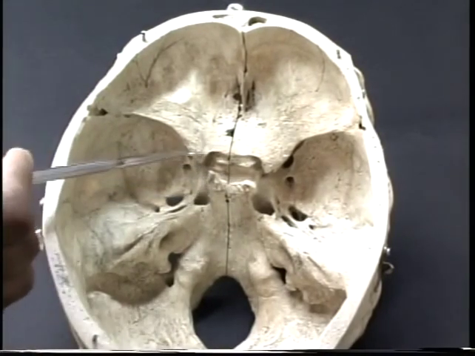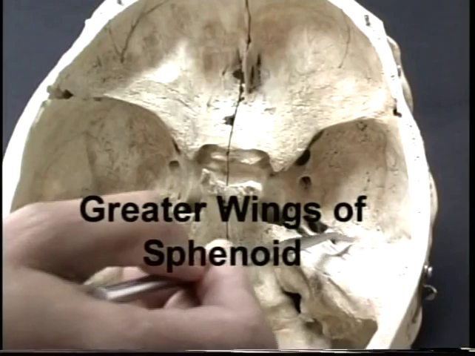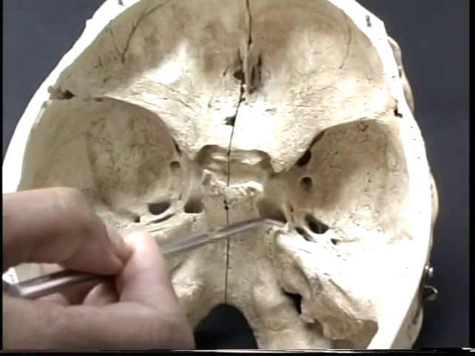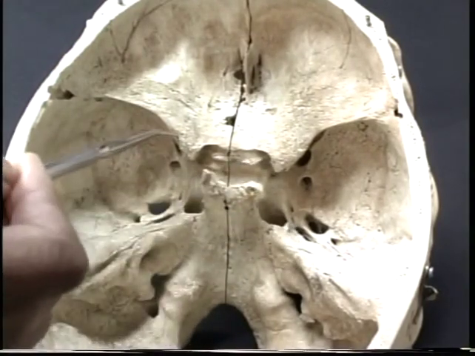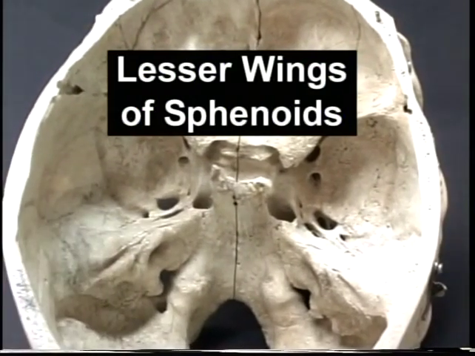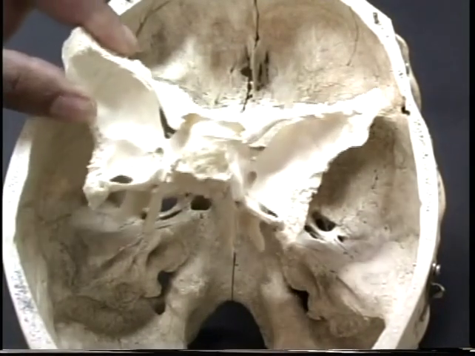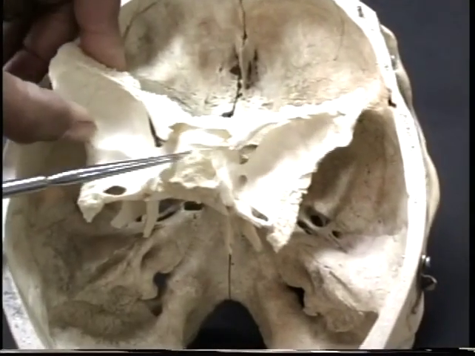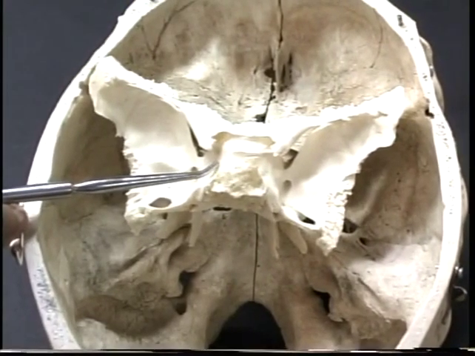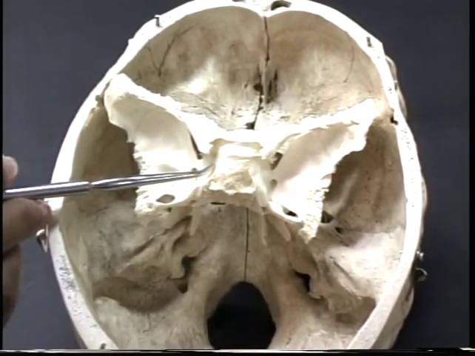We are looking at the body of the sphenoid bone, and these are the greater wings of the sphenoid bone. It is the shape of a butterfly, and it has two wings on each side, a lesser wing and a greater wing, and the body. Let me put this bone in its position here. So now you can see the sphenoid bone sitting in the base of the skull.